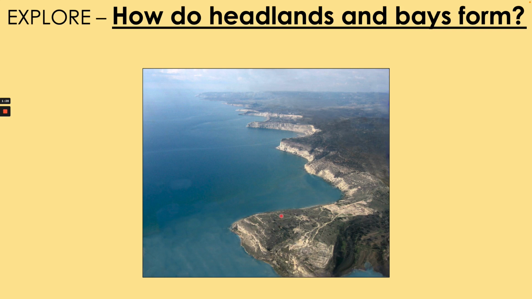Many thousands of years ago, it would have been straighter and further extended out to sea. However, because of erosion, this undulating pattern can be seen where it goes inwards and outwards and inwards and outwards. This is a coastline of headlands that stick out or protrude, P-R-O-T-R-U-D-E, and bays that curve inwards. So how did they form?